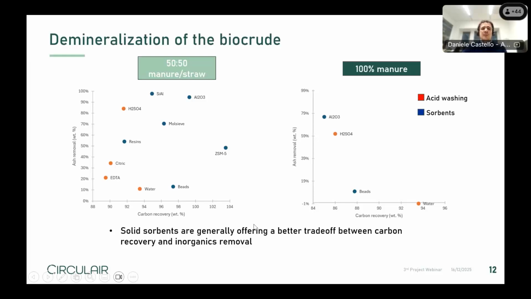And this is also important because acid washing has the drawback of losing some carbon in the aqueous phase, the aqueous solution that is used to wash the biocrude. So we found out that treatment with sorbent can be effective and also reduce, to some extent, the carbon losses. In any case, biocrudes should be treated before hydrotreating.